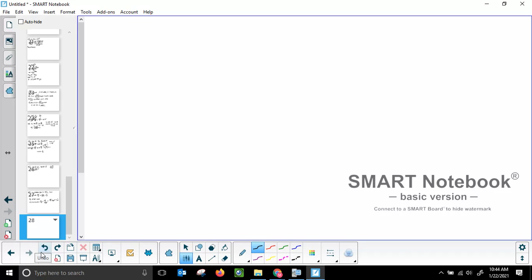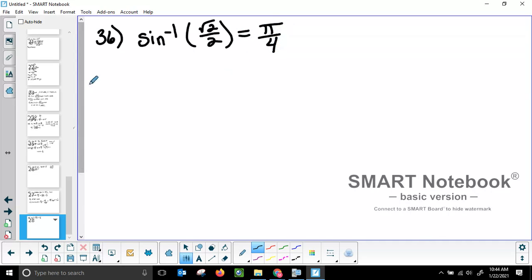All right, 36. Says find the exact value of each expression. So what is the inverse sine of the square root of 2 over 2? Remember, for inverse sine, we just look at the right half of the unit circle and say, okay, where is sine square root of 2 over 2? That occurs at pi over 4. And that was part A.